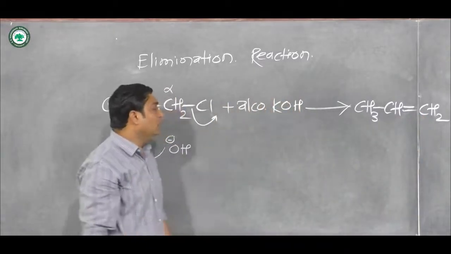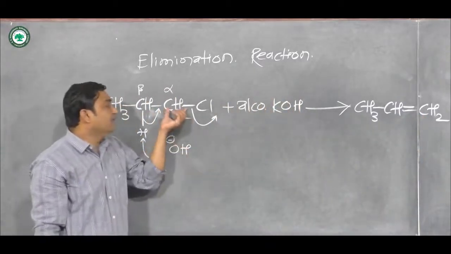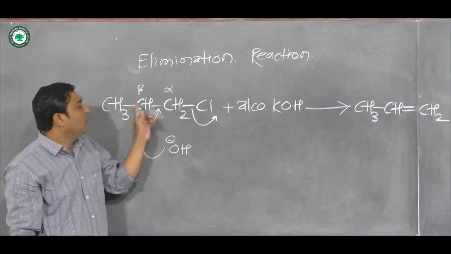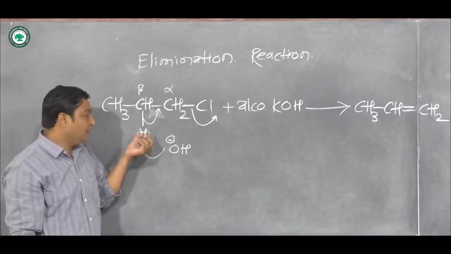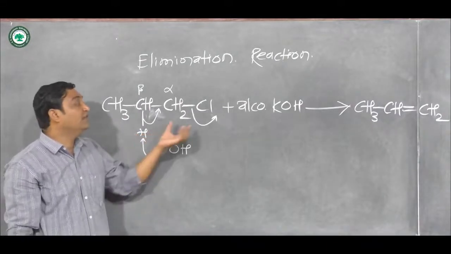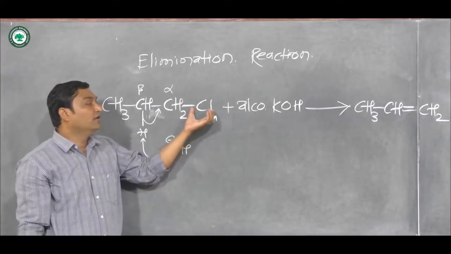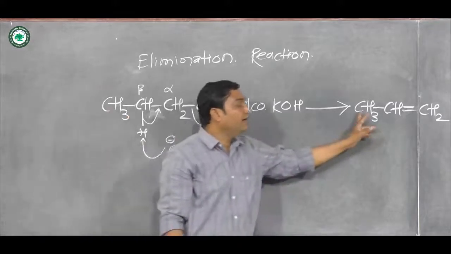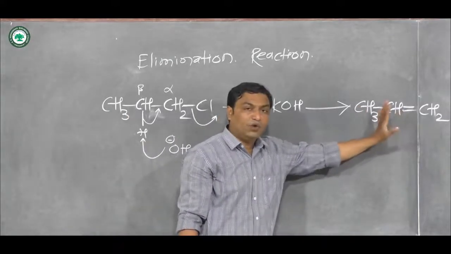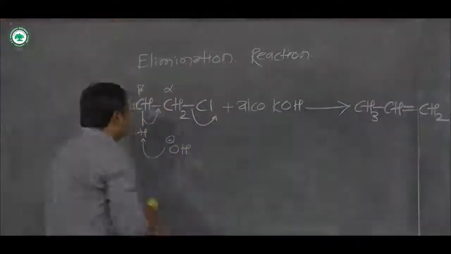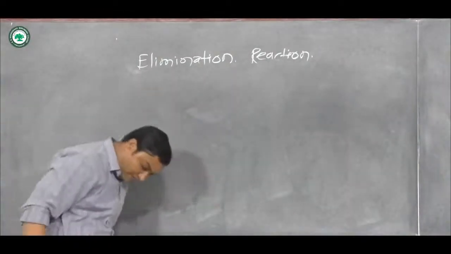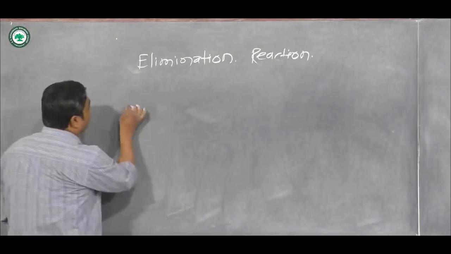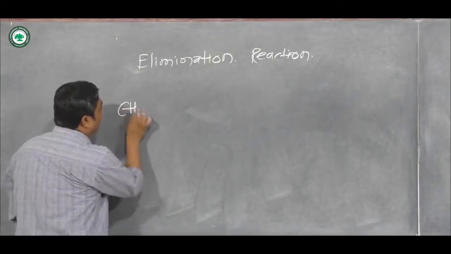We also know that in that case, there is only one beta hydrogen atom with respect to this chlorine. That's why we will obtain only one product here. Now, our second example.